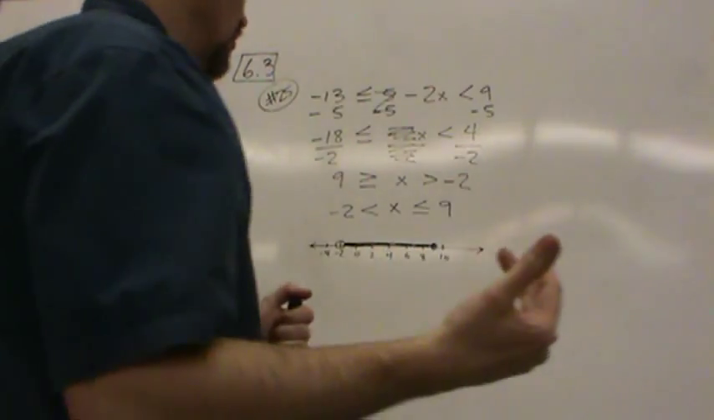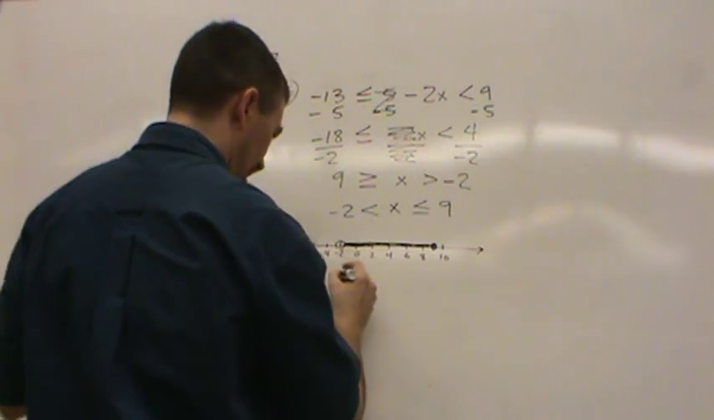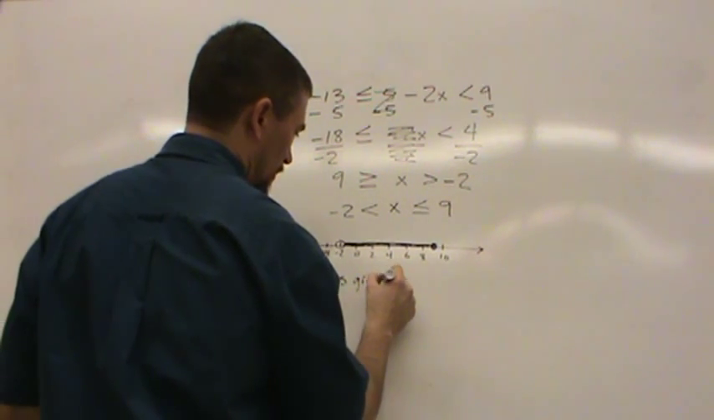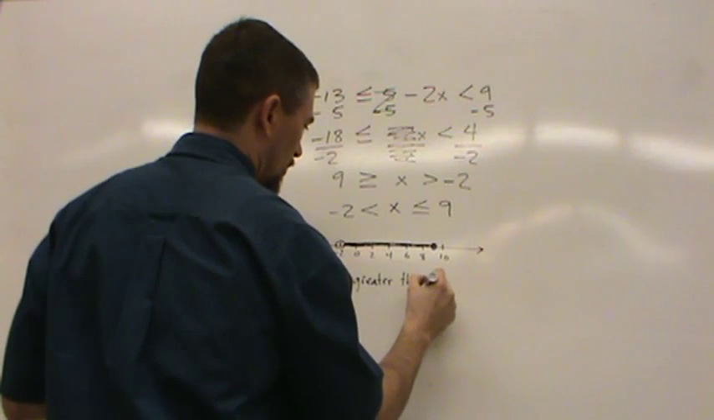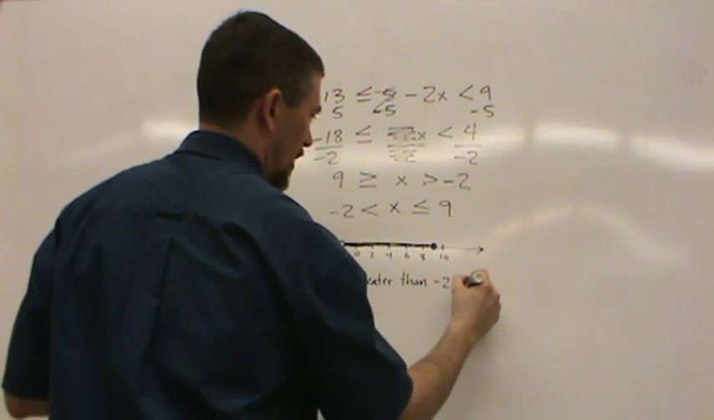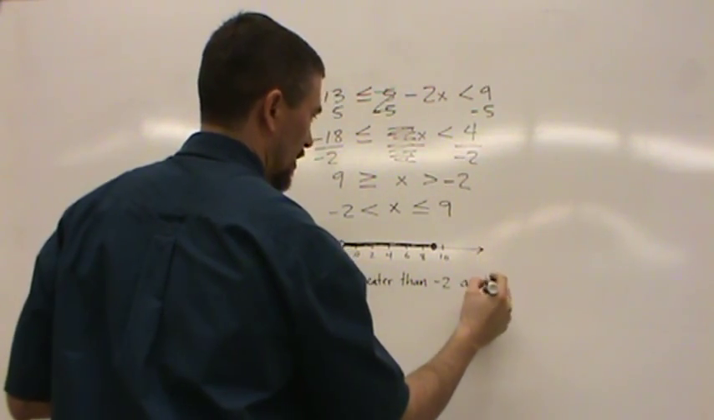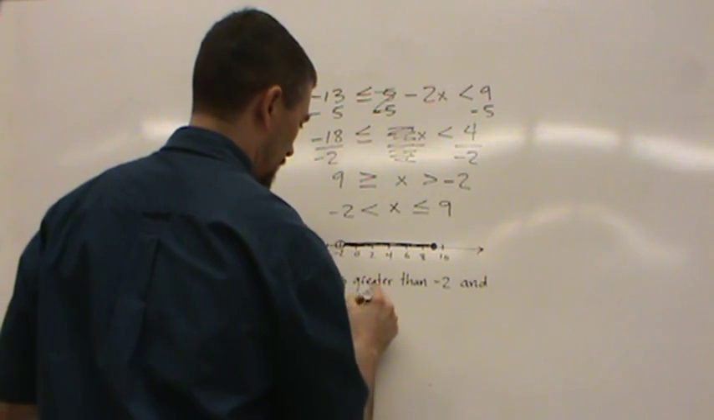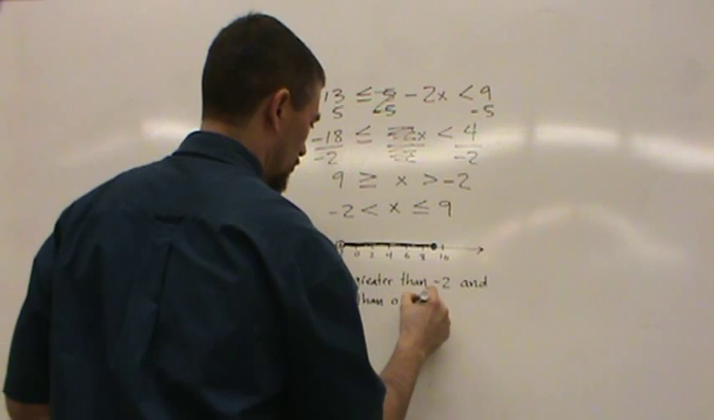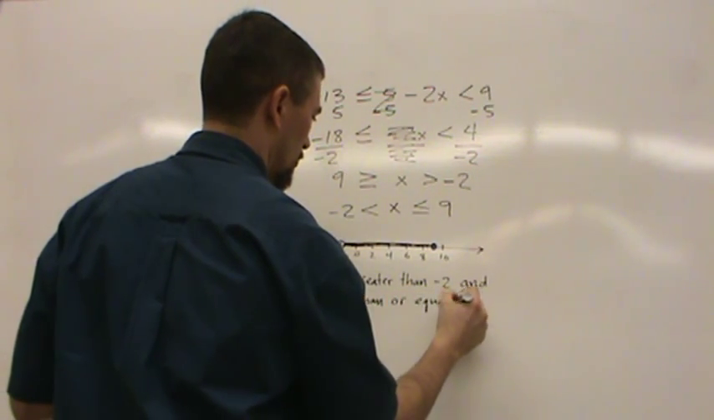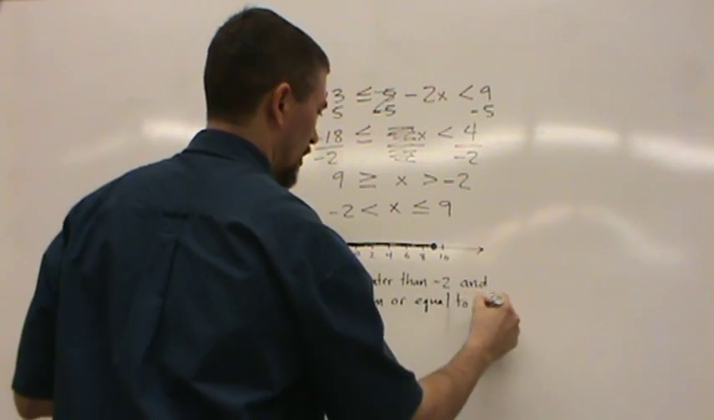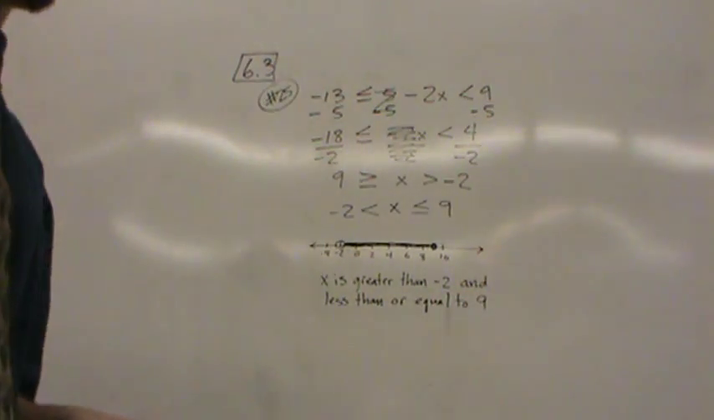The actual answer in your book is to put it in a statement. You'd say x is greater than negative 2 and, because it's an and statement, less than or equal to 9. And that's how you do that one.